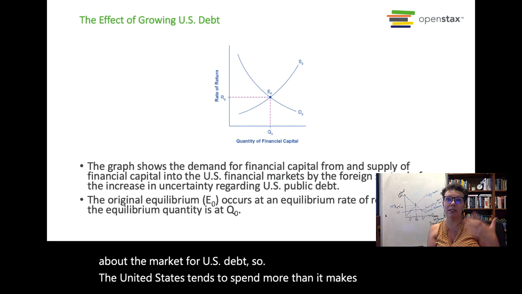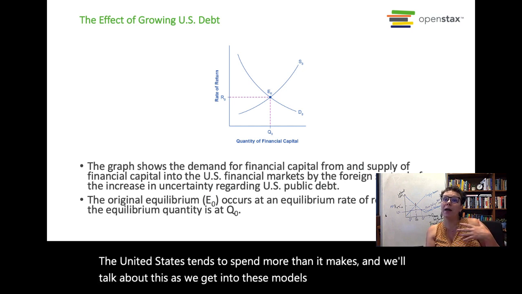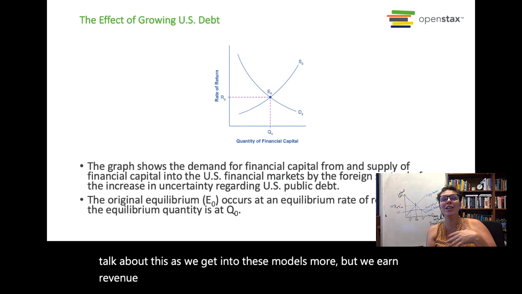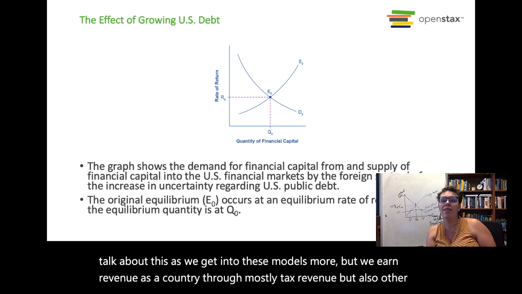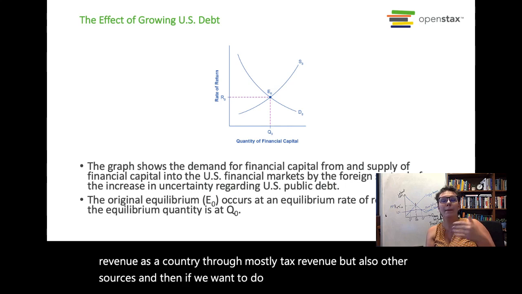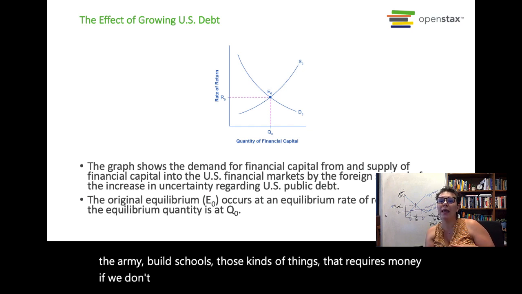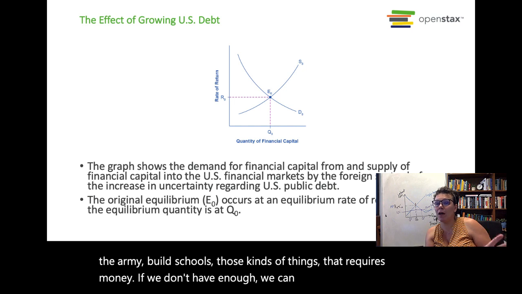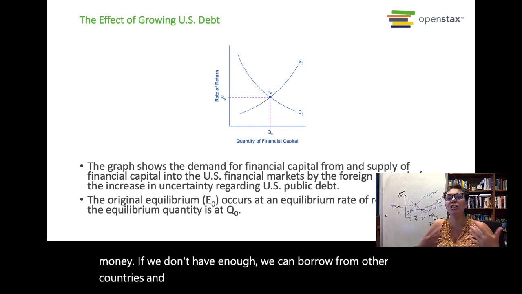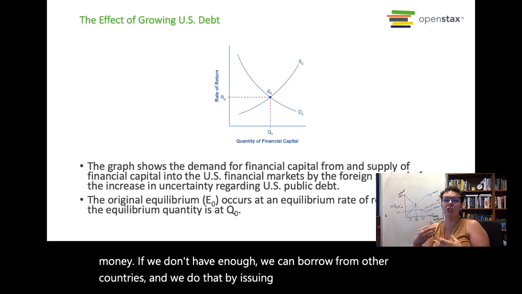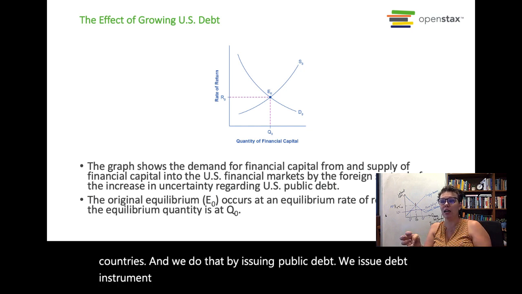And we'll talk about this as we get into these models more, but we earn revenue as a country through mostly tax revenue, but also other sources. And then if we want to do things like build roads, fund the army, build schools, that requires money. If we don't have enough, we can borrow from other countries. And we do that by issuing public debt. We issue debt instruments like bonds to other countries.